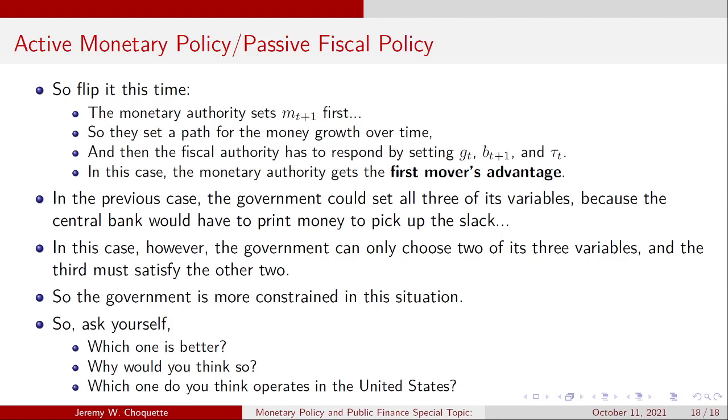And then ask yourself this: which one do you think operates in the United States? That's going to be a much more important question, because that'll help you determine the way that I think the United States operates. And this is a particular situation where there is, in fact, a correct answer. There's an incorrect and a correct answer. So which one do you think operates in the U.S.? Ask yourself that before you watch the next video, and stew on it. Think about it for a little while and see which one you think you're going to get.